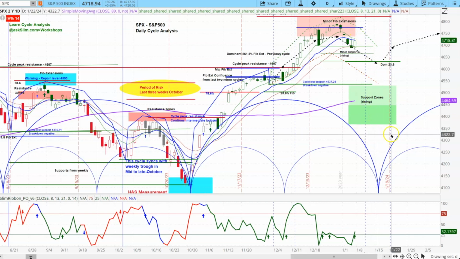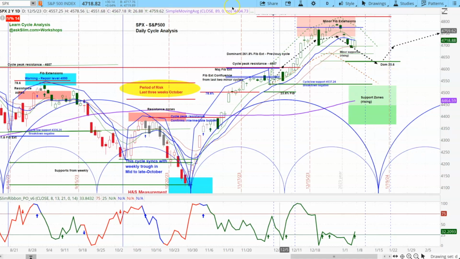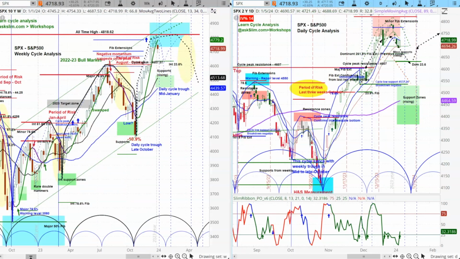See these two light blue lines right over there? That is the ideal time frame for the low to occur, or the cycle trough. So that comes out somewhere around mid-January. We'll look for a little bit more on the downside. There's your side-by-side look, as you can see right there.